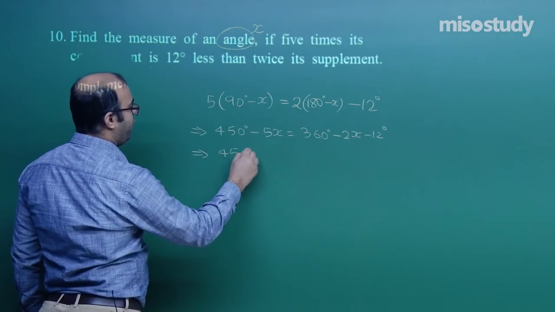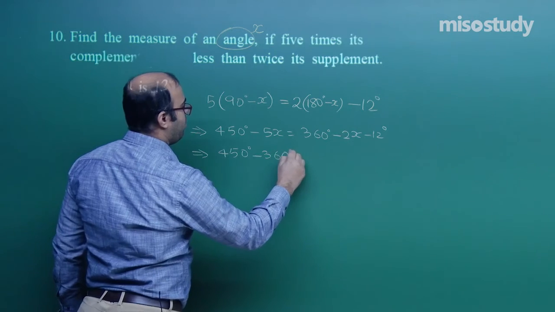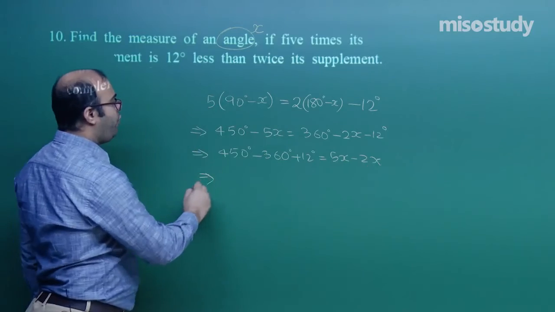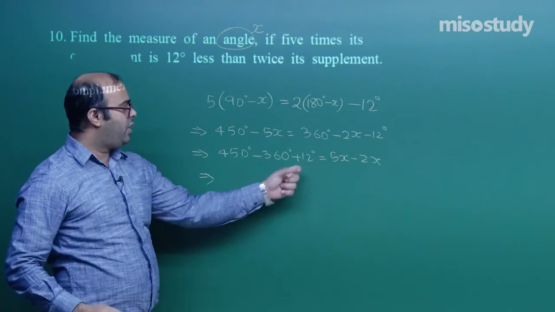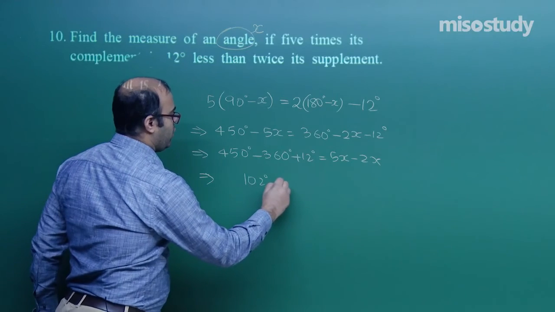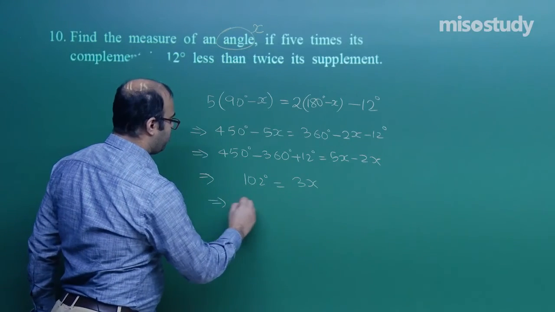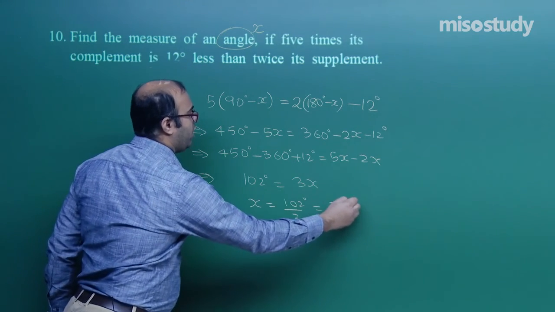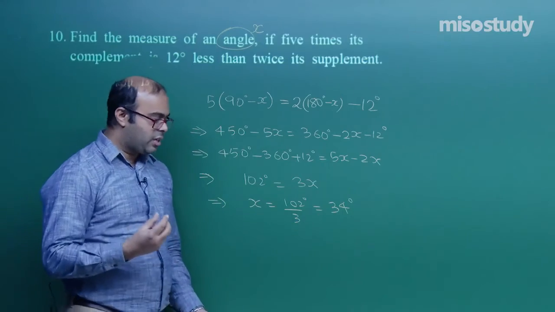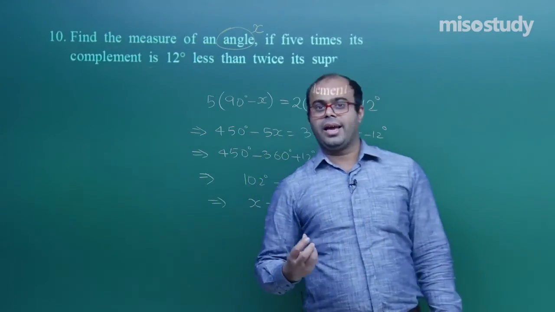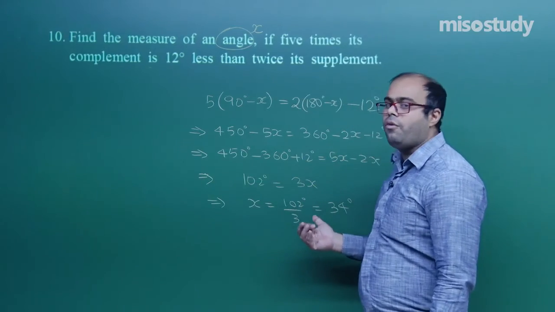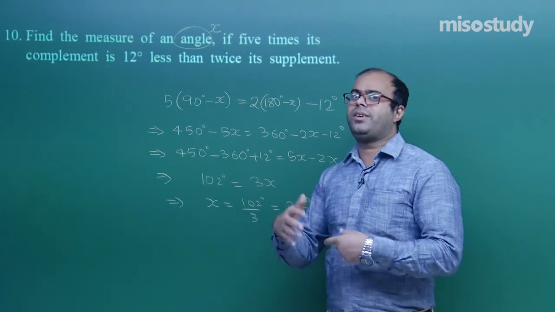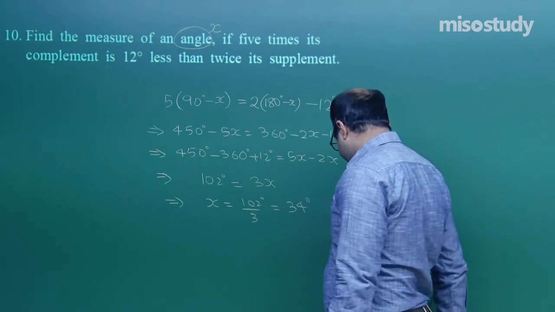So, this will be 450 degrees minus 360 degrees plus 12 degrees is equal to 5x minus 2x. 450 minus 360 is 90, 90 plus 12 is 102 degrees is equal to 3x on the right hand side. So, x comes out to be 102 degrees by 3. So, 3, 3 is 9, 3, 4 is 12, 34 degrees. So, the angle is 34 degrees. If we take a 34 degree angle, then 5 times its complement is equal to 12 degrees less than twice its supplement. So, this was the last question.